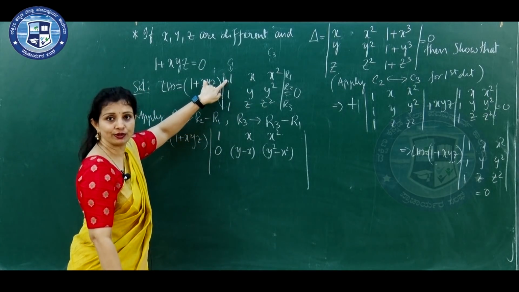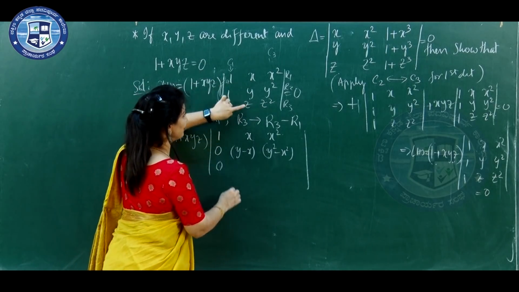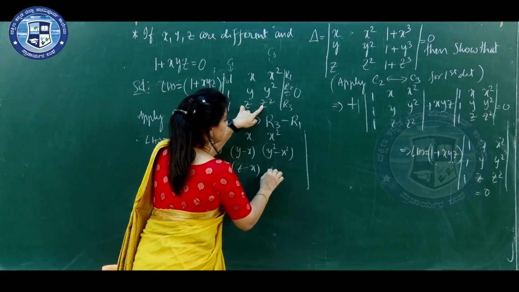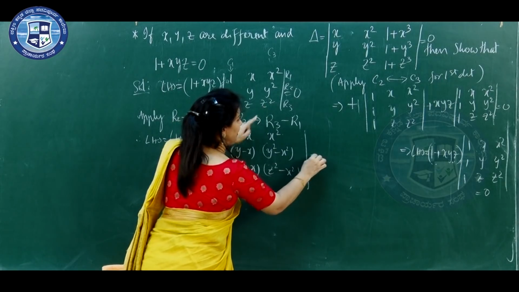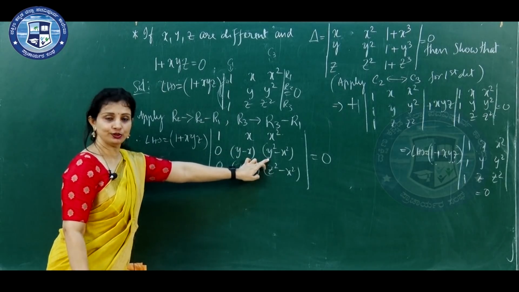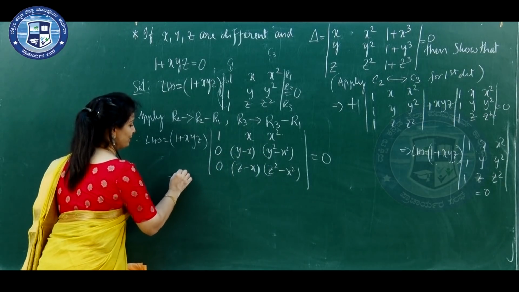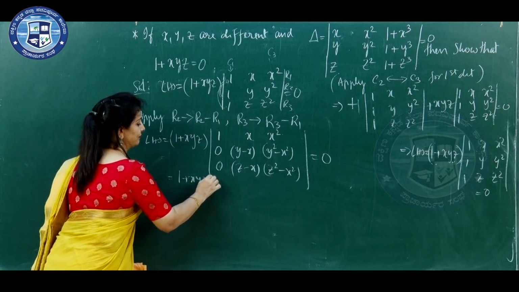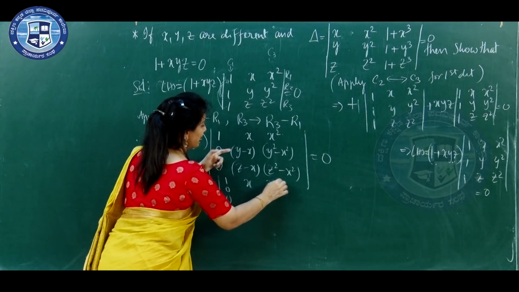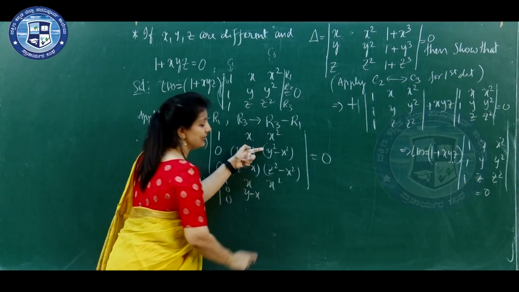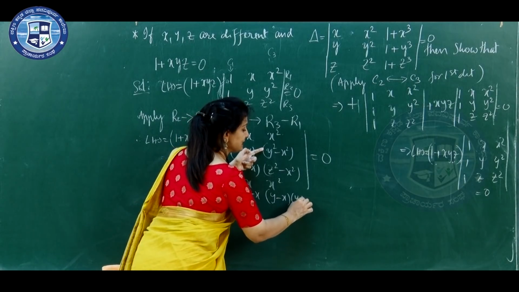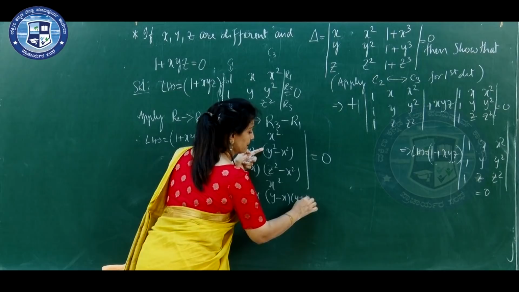Third row minus first row elements: 1 minus 1 is 0, z minus x, and z square minus x square, equal to 0. Can you see the common term in the second row? One more step we will write, which is equal to 1 plus xyz into the determinant with rows 1, x, x square; 0, y minus x, and here y square minus x square is y minus x into y plus x, isn't it? A square minus b square formula.